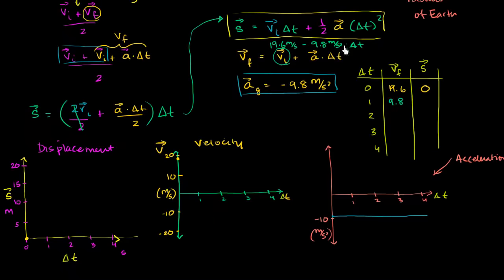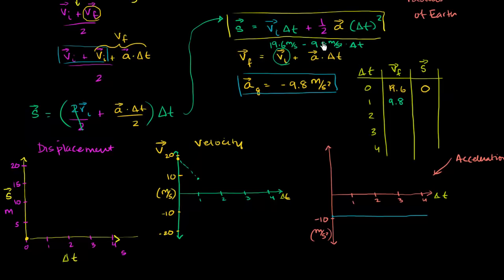And the units work out because you multiply this times seconds. This gives you meters per second. So 19.6 meters per second minus 9.8 meters per second. One of these seconds goes away when you multiply it by seconds. Gives you 9.8 meters per second. So after 1 second, our velocity is now half of what it was before. So we're now going 9.8 meters per second. Let me draw a line here. 9.8 meters per second. Now, what is our displacement?